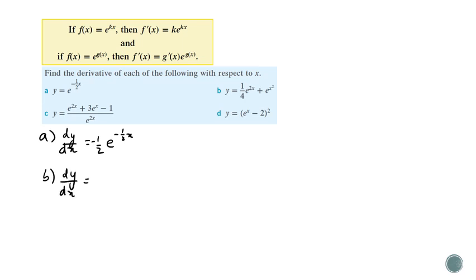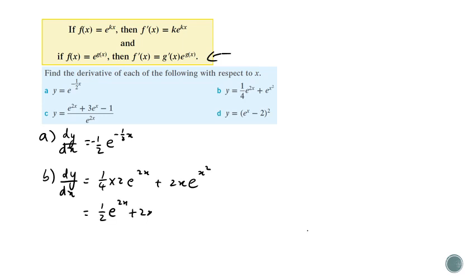Part B, we're doing a quarter times 2 e to the power 2x plus, now if you follow the rule here, if f of x is equal to e to the power g of x, and f dash of x is g dash of x times e to the power g of x. So that means we get 2x e to the power x squared. Then simplify.